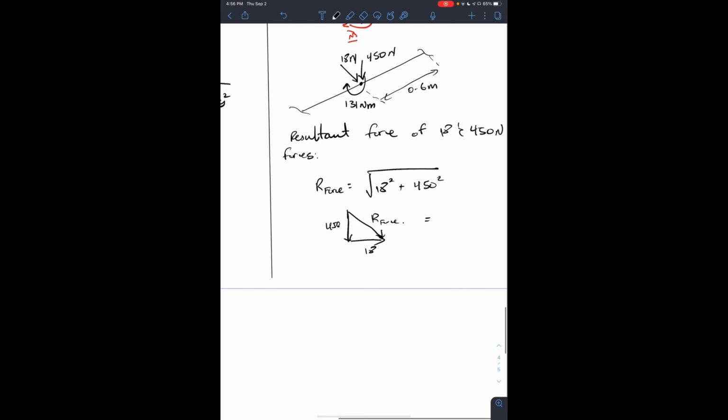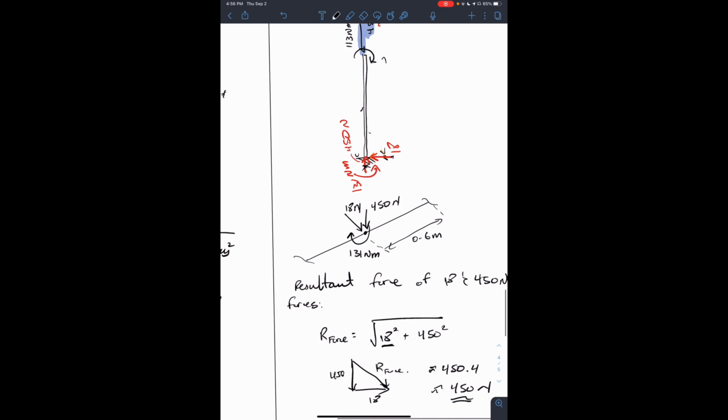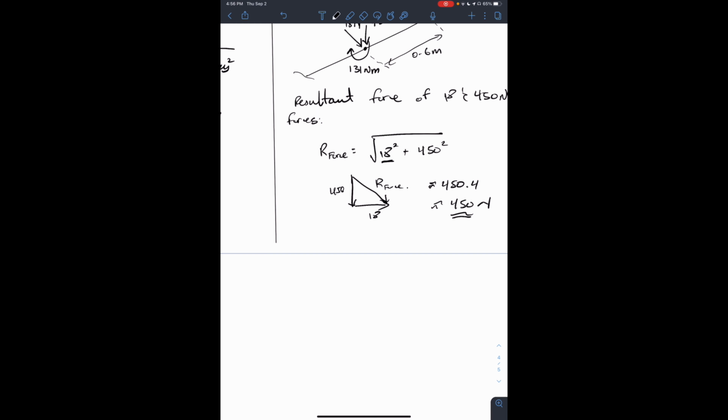Right, so this resultant force will be equal to, if you really were to work this out, 18 squared plus 450 squared, and you would approximately get back 450. In my case, I'm getting 450.4, which we could round off to 450. So you almost get back the same vertical force. That is because the 18 is so small. The pushing force is so small that the real loading on this beam is from the load of the tools and not so much the pushing force of the person who is pushing the cart.